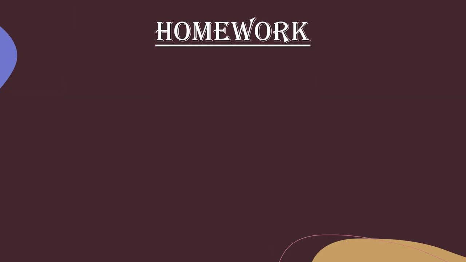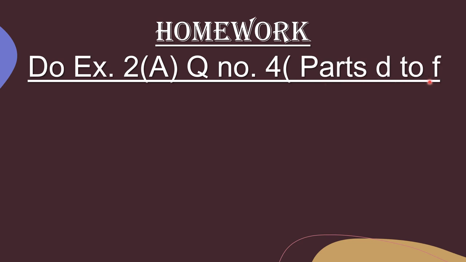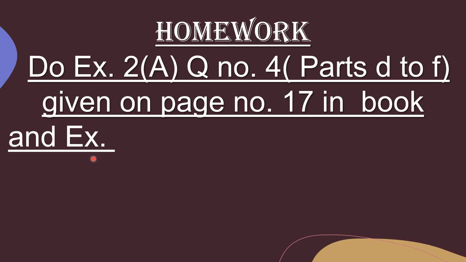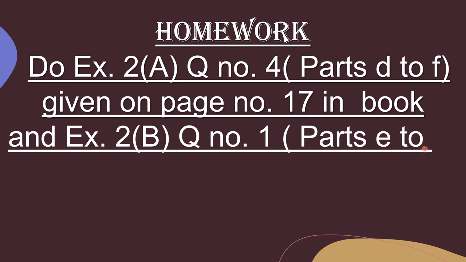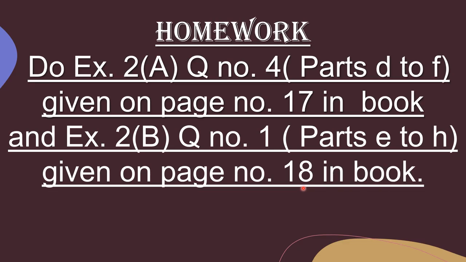Now beta, today's homework, you have to do exercise 2A, question number 4, parts D to F, given on page number 17 in your book. And exercise 2B, question number 1, parts E to H, given on page number 18 in your book. You have to do these sums in your book only.